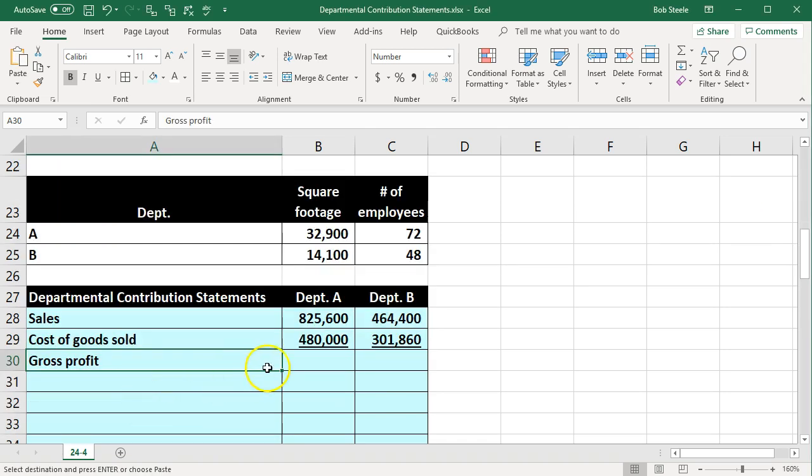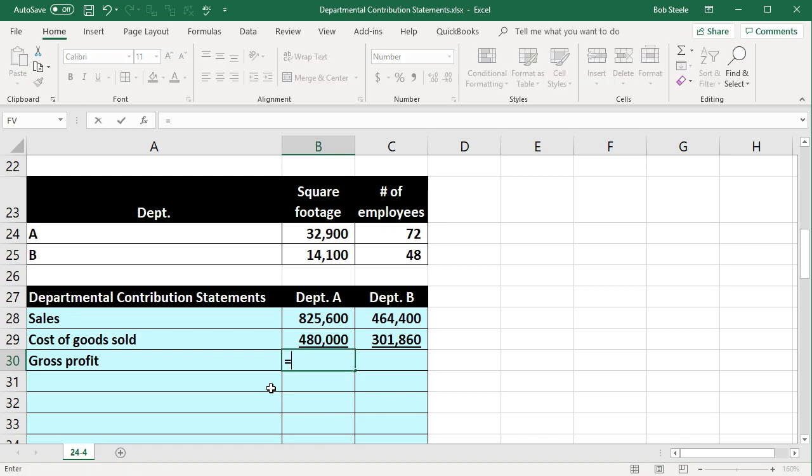So we have the gross profit, which we will calculate by subtracting those two out, equals for Department A, the 825,600 minus the 480 and tab. Department B equals the 464,400 minus the 301,860. Okay, so then we have our direct expenses. Also very easy for us to apply.